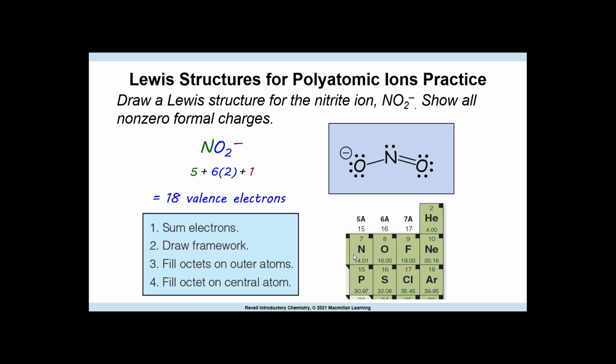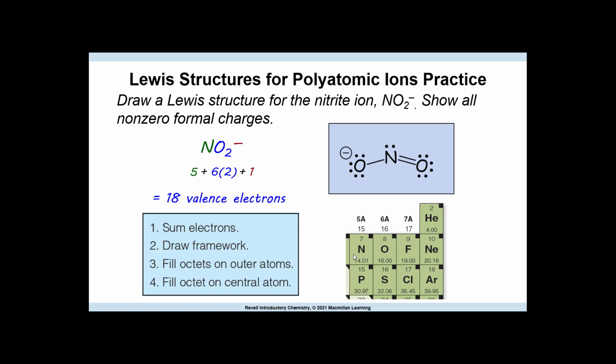We add up the electrons. We can determine that nitrogen has 5, oxygen has 6. Because there's a negative charge, we know that we have to add 1 more additional. And that's where people mess up. So make sure if you're dealing with a polyatomic ion and it's got a negative, you add 1 more. Therefore, it has a total of 18 valence electrons.